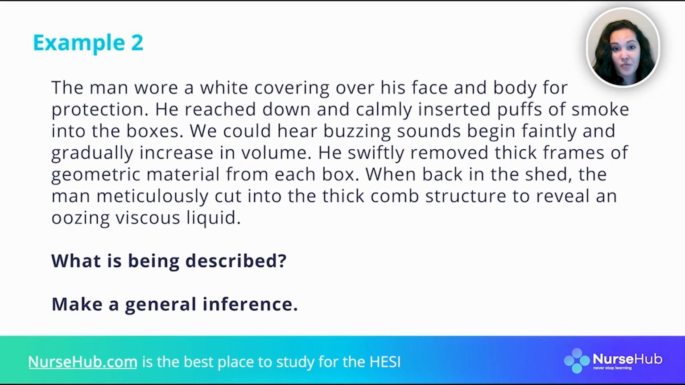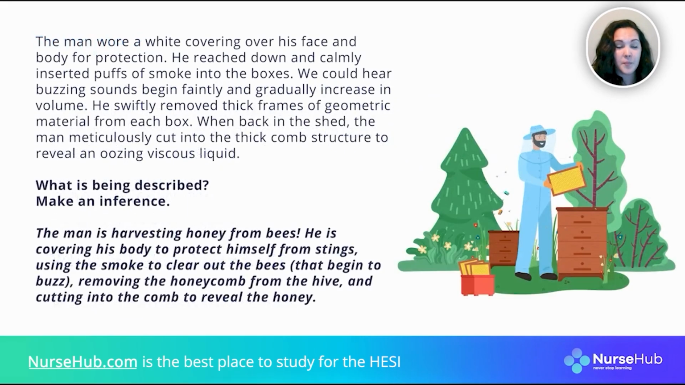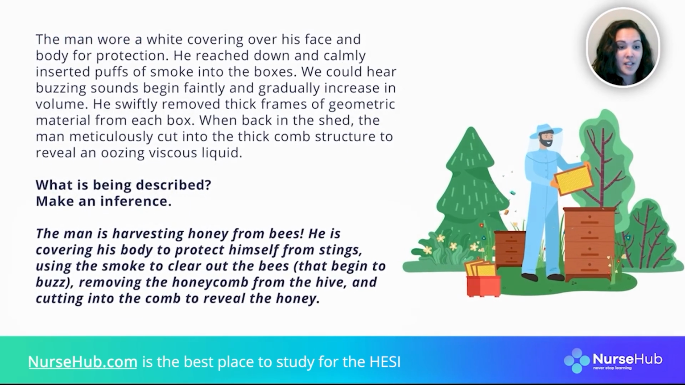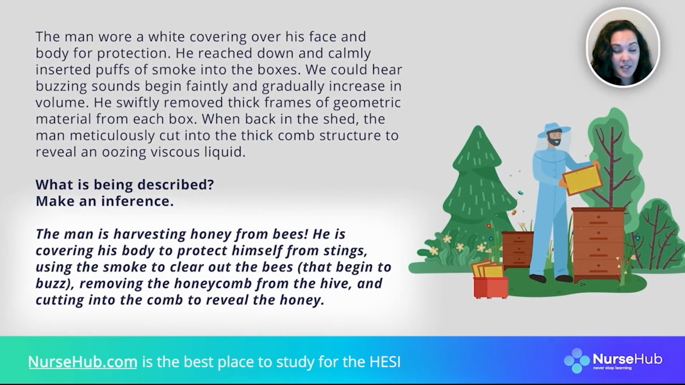So, let's make a general inference. What's being described here? Here's my general inference. The man is harvesting honey from bees. He's covering his body to protect himself from the stings using that white outfit. He's using smoke to clear out the bees that begin to buzz. He's removing honeycomb from that hive and cutting into the comb to reveal honey.